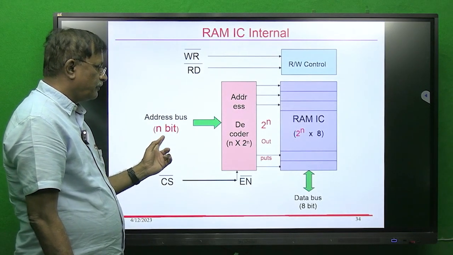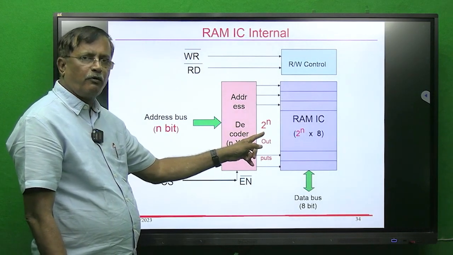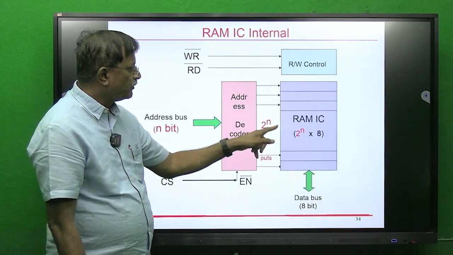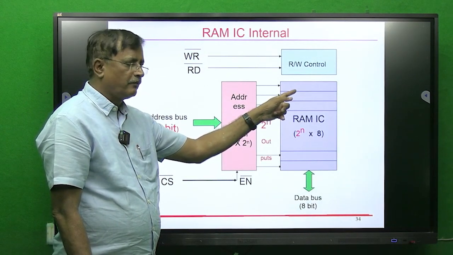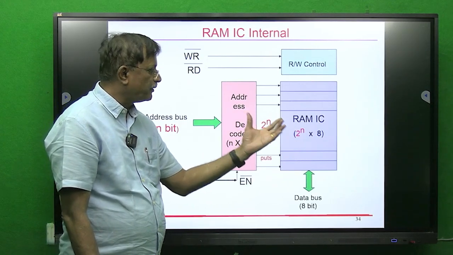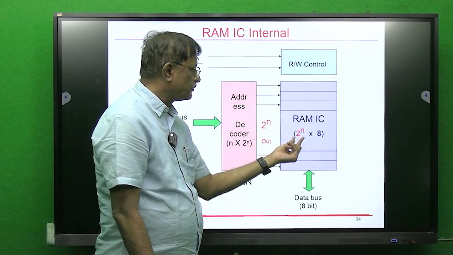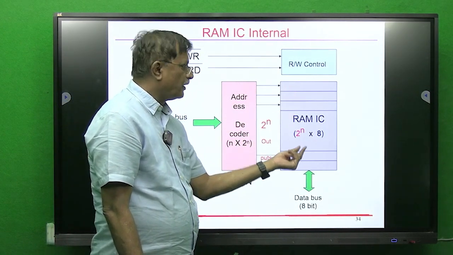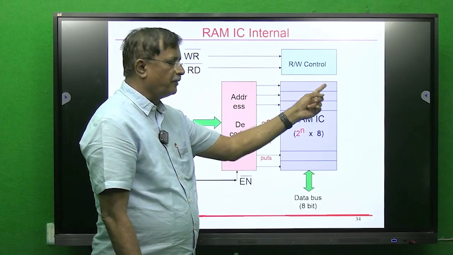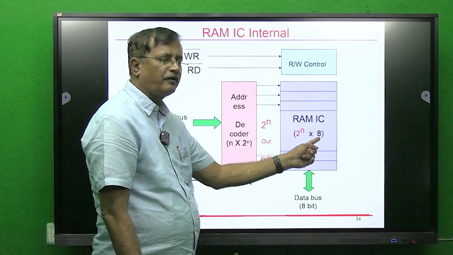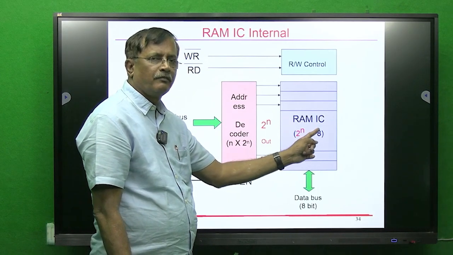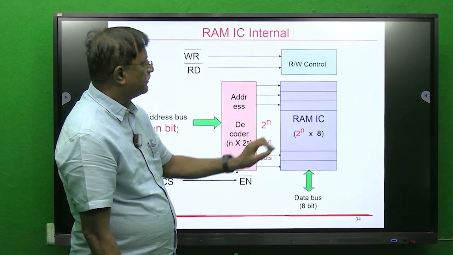Decoder means n number of inputs, 2 raised to n number of outputs. So 2 raised to n number of 8-bit registers will be there. The capacity of this IC will be 2 raised to n registers, and each register can store 8-bit data. So the number of registers, and this is the data stored in each location. That is the IC capacity.